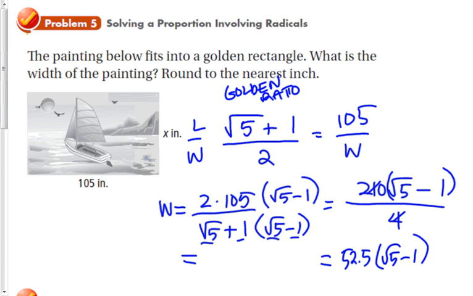I think I'd use my calculator now and find what the square root of 5 minus 1 is and multiply that by 52.5. And I think we're going to end up with about 65 if we round to the nearest whole number. So W is about 65 inches. All right, you try that.